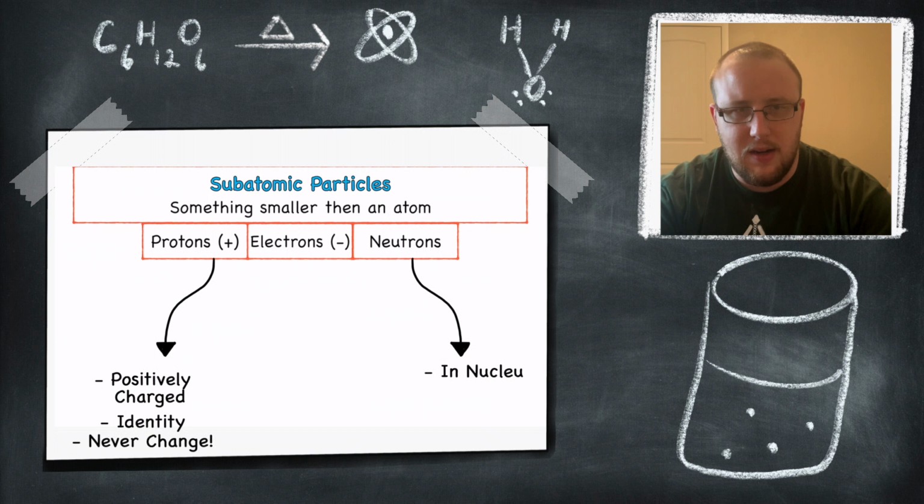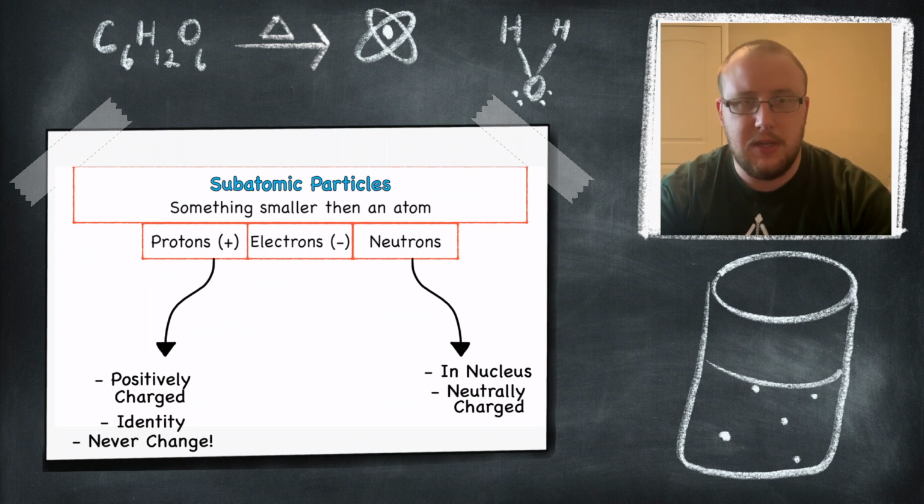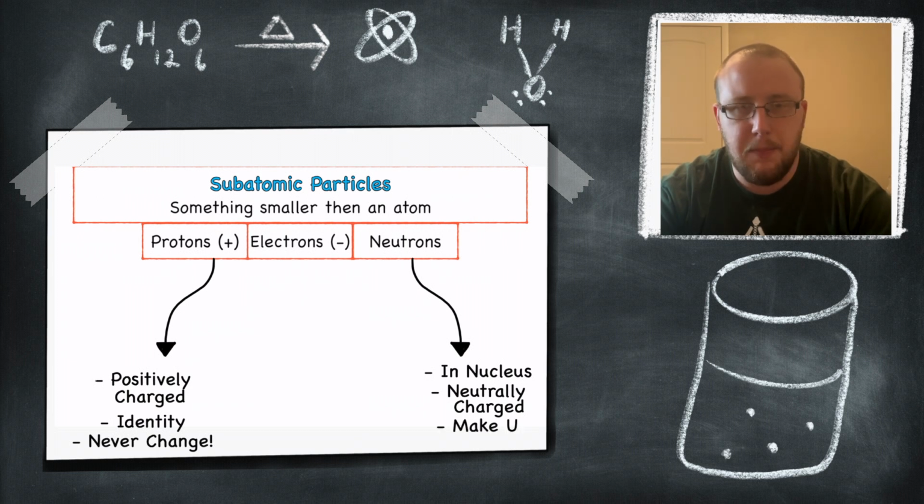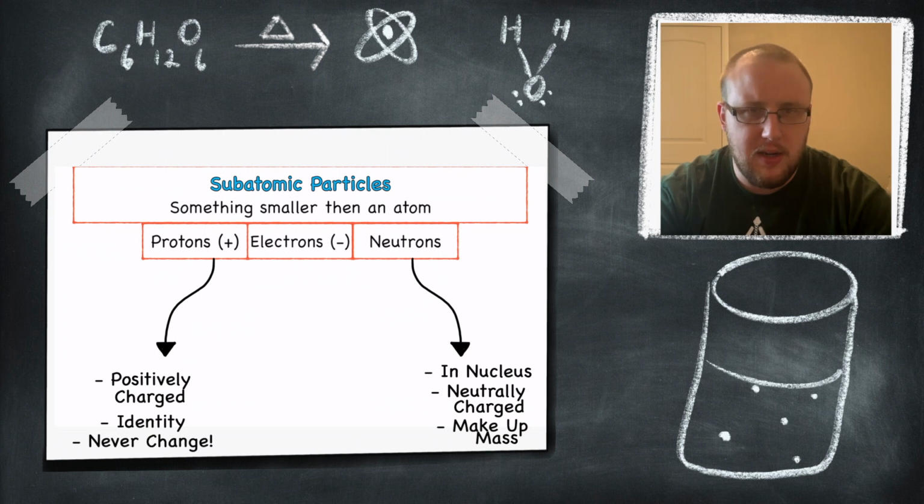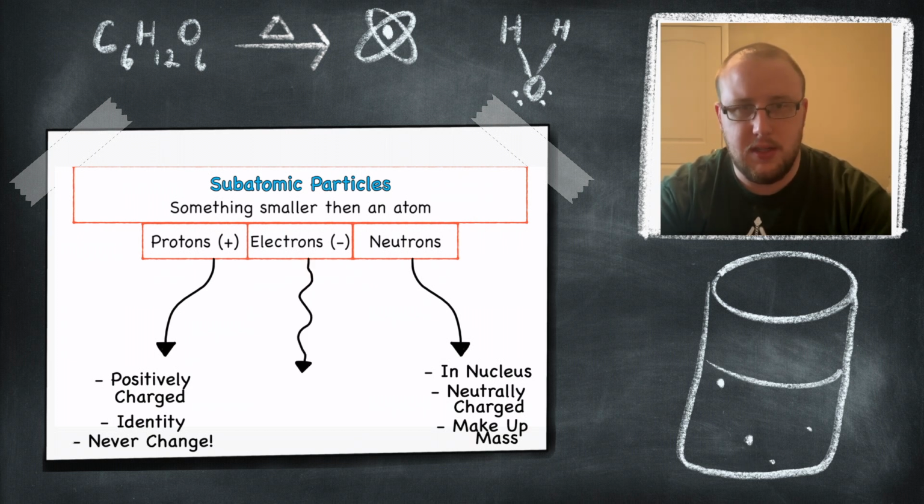Neutrons are the other thing in the nucleus. So protons and neutrons are in the nucleus. They are neutrally charged subatomic particles. This means they are neither positively charged nor negatively charged. The big thing about neutrons is they make up a lot of the mass of the nucleus. So the number of protons plus the number of neutrons is going to be a majority of the mass of the atom. Our third subatomic particle are electrons.